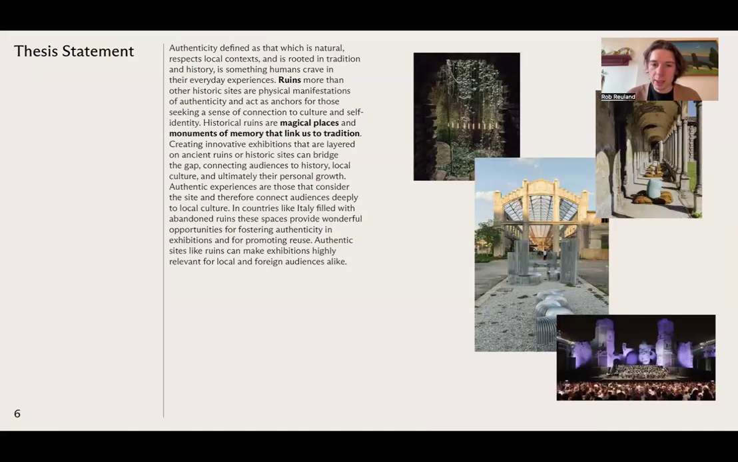And my connection to Italy is one that has informed my design approach. I've always been fascinated with this country, which is where some of my ancestors are from. And as an American, I was always so amazed by these magical places full of history. And I wanted to use this as a framework for thinking about experiences that are sited in these places and that take into account their stories and really bring them to the forefront.